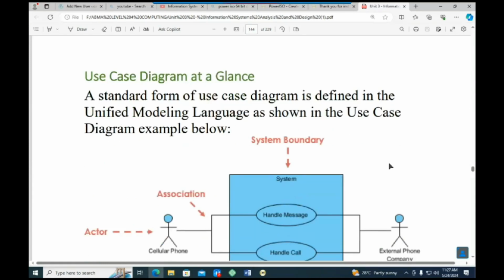Now let's look at an example of a use case diagram. So here is an example, a standard form use case diagram that we use in UML.